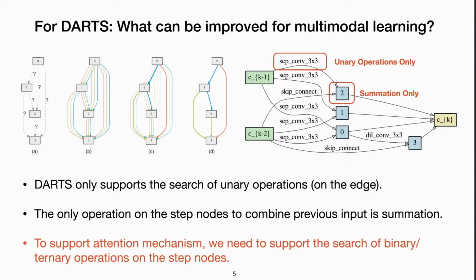And now let's take a look at the original DARTS to see what can be improved for multimodal learning. The original DARTS only has searchable operations on its edges. This actually means all the searchable operations are unary operations. And the only operation to join them is summation, which is the blue square here representing the step nodes. But for multimodal features, usually we expect more, right? So, for example, if you want to support the attention mechanism, we need to support the search of binary or even ternary operations on the step nodes.